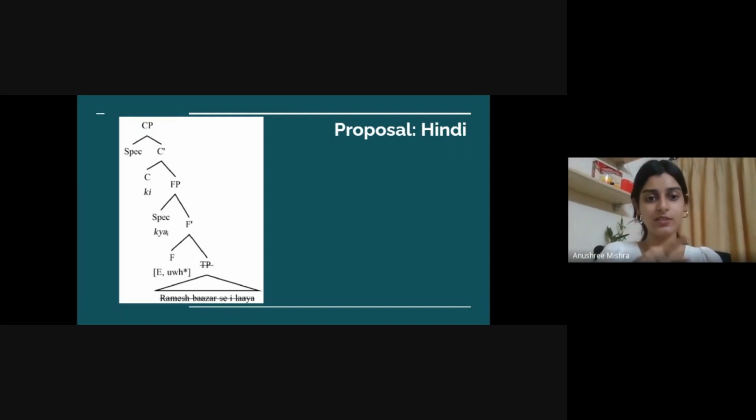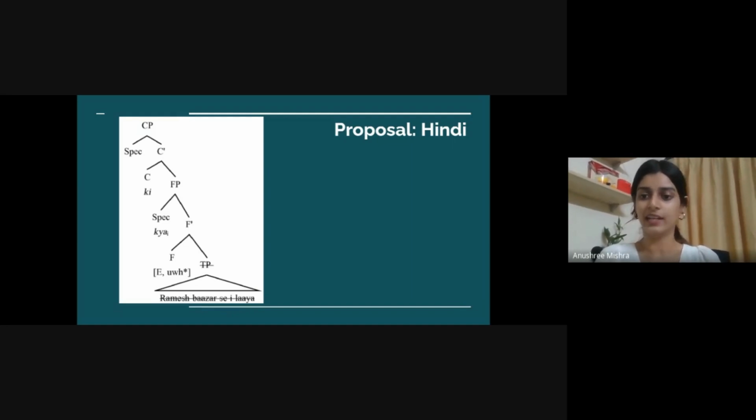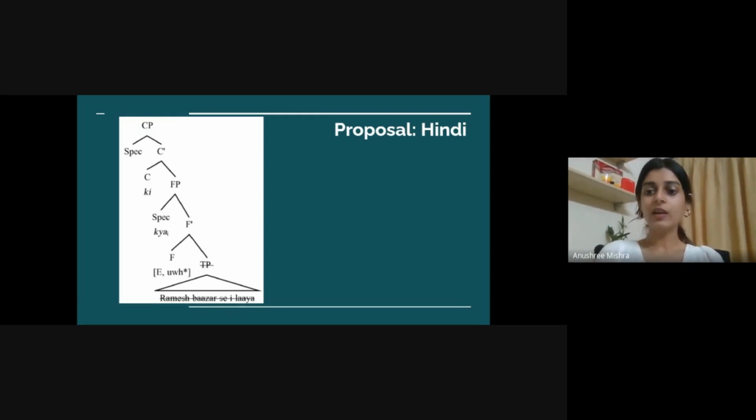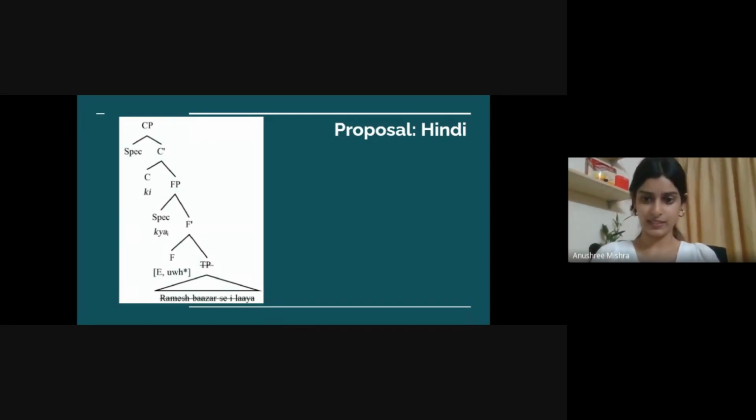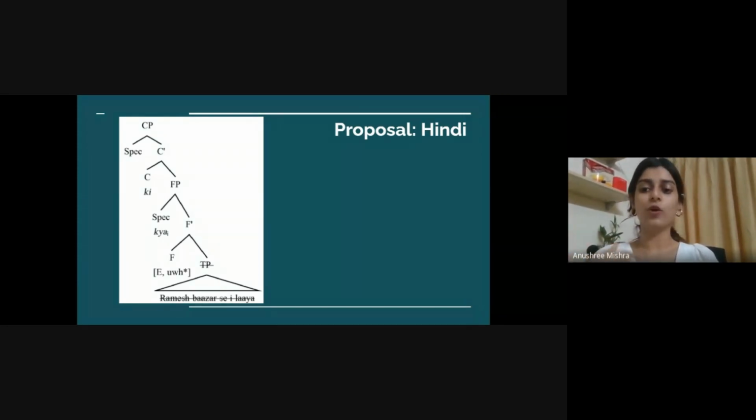Kya is first raised to the spec of FP, following which the complement of its head, that is the TP, gets elided. Also, so does the rest of the sentence. Now, the primary argument for such an analysis stems from the presence of the complementizer. And the proposal presented in this section manages to explain straightforwardly why the sluiced remnant follows the complementizer in Hindi sluices.